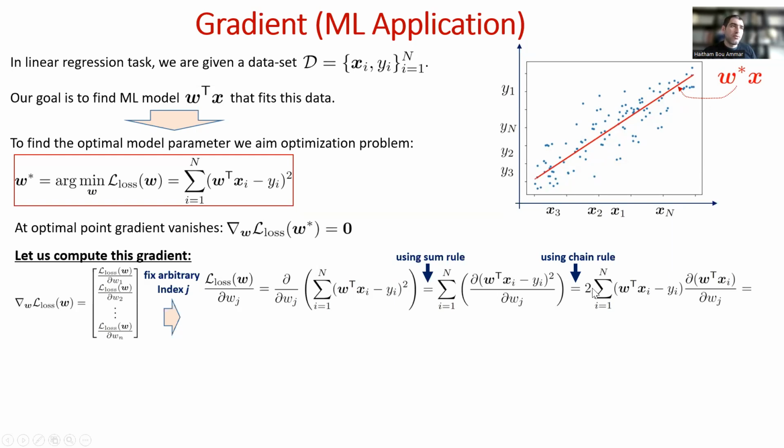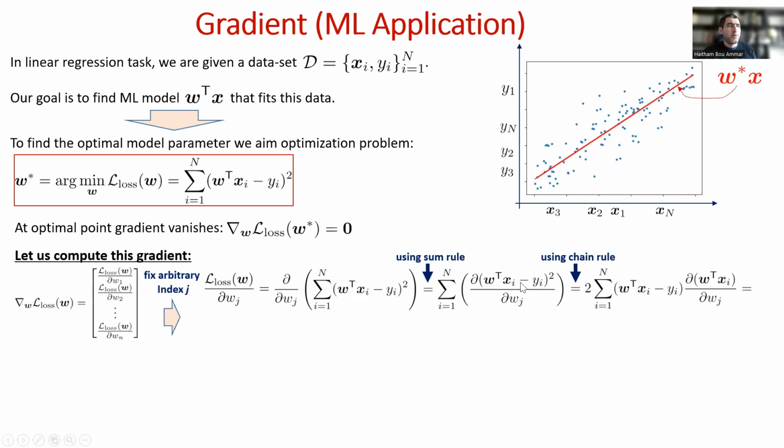So in order to do that, following the chain rule, when you take the partial derivative of the quadratic function, you multiply by the argument of the function, which is omega transpose xi minus yi. But then you need to multiply that by the partial derivative of the inner function, which is omega transpose xi minus yi. But please keep in mind that yi is just a scalar output. It does not depend on omega j, on this wj.